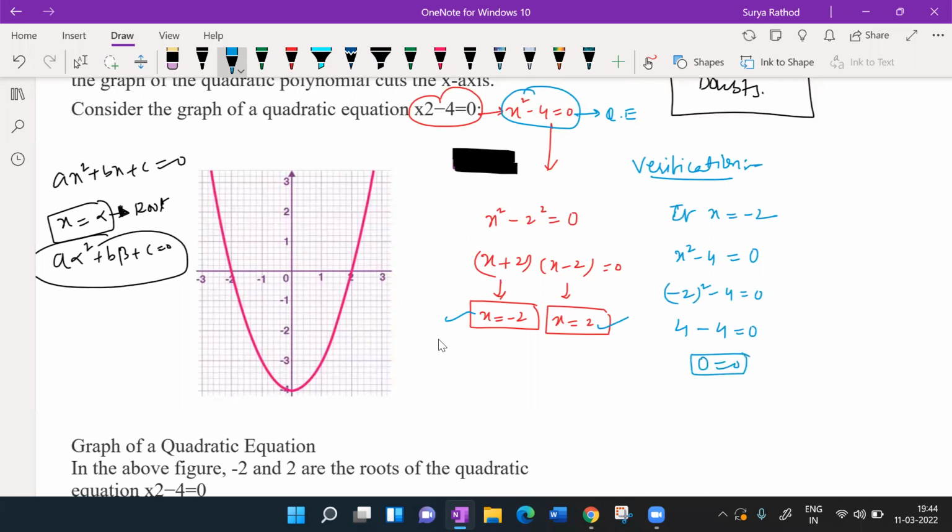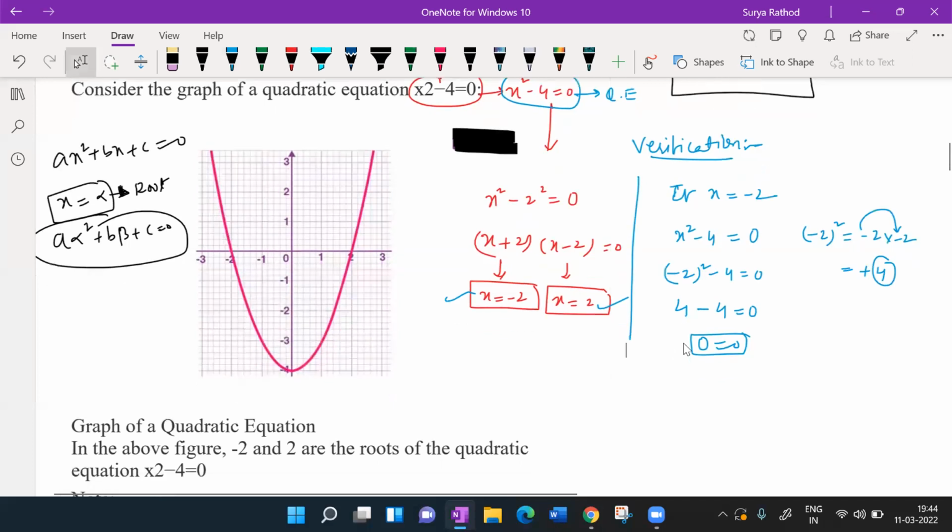Try to understand here. Minus 2 whole square can be written as minus 2 into minus 2, right? Minus into minus is plus 4. That's how I wrote 4 here. Hope it is clear. Hope everyone knows all these basics. Isn't it, people? So 0 is equal to 0. I'm getting, hence x is equal to minus 2 is a root.